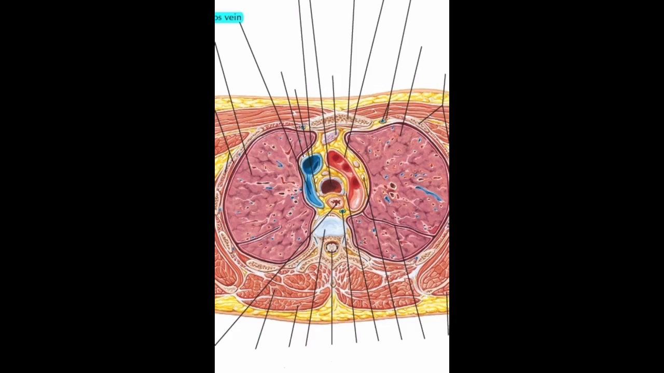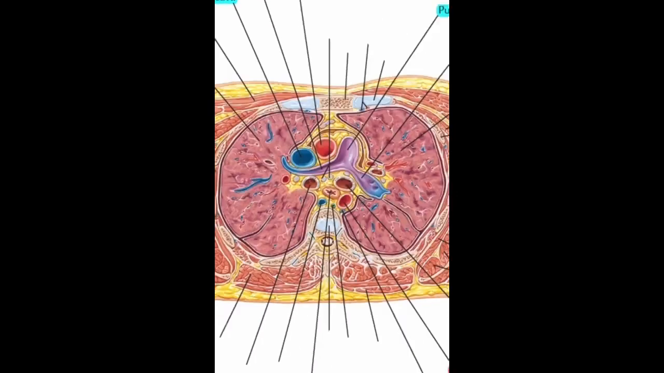All right. What structure is this in the center? Yes, the trachea. What arch is this on the left side? The arch of aorta. What arch is this on the right side? This is the azygous vein draining into what? The superior vena cava. Amazing. What structure is this? The esophagus. Let's move on to the next slide.